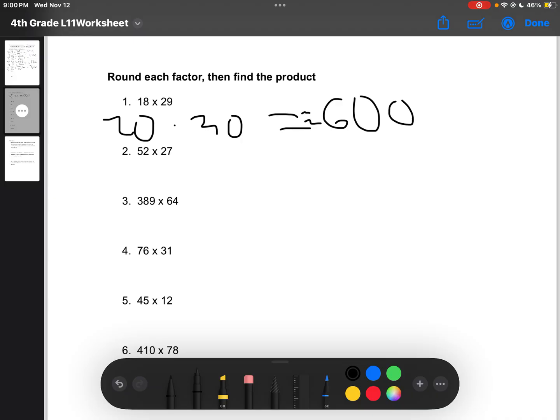Alright, next, number 2, 52 times 27. So 52 will round to 50, and 27 will round to 30. And then if you do that, 5 times 3 will be 15. So we add 2 zeros, and we get about 1,500.